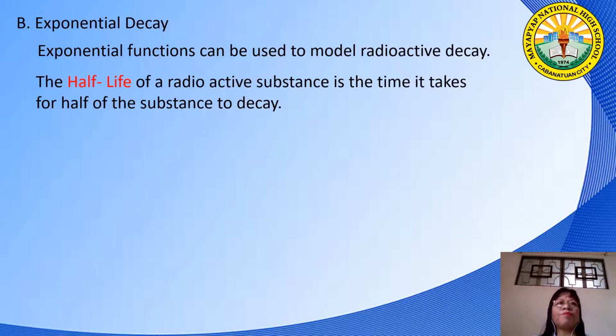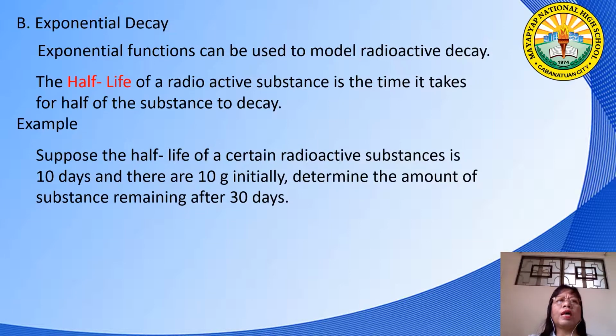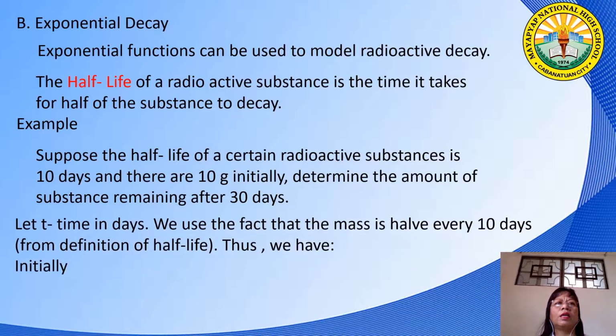The half-life of a radioactive substance is the time it takes for half of the substance to decay. Suppose the half-life of a certain radioactive substance is 10 days and there are 10 grams initially. Determine the amount of substance remaining after 30 days. Let t be time in days. We use the fact that the mass is halved every 10 days. That is from the definition of half-life.